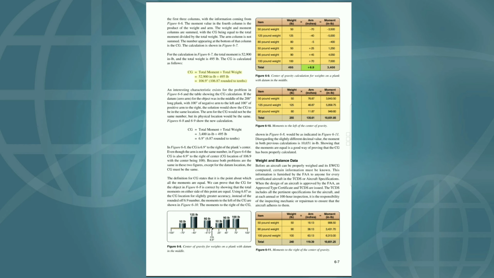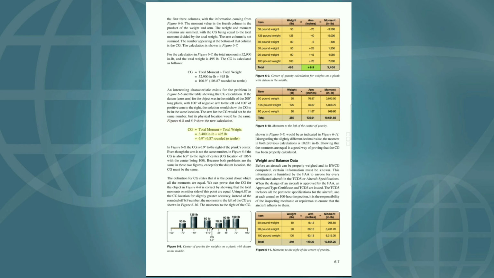106.87 rounded to tenths. An interesting characteristic exists for the problem in figure 6-6 and the table showing the CG calculation. If the datum, 0 arm, for the object was in the middle of the 200 long plank, with 100 of negative arm to the left and 100 of positive arm to the right, the solution would show the CG to be in the same location. The arm for the CG would not be the same number, but its physical location would be the same. Figures 6-8 and 6-9 show the new calculation.